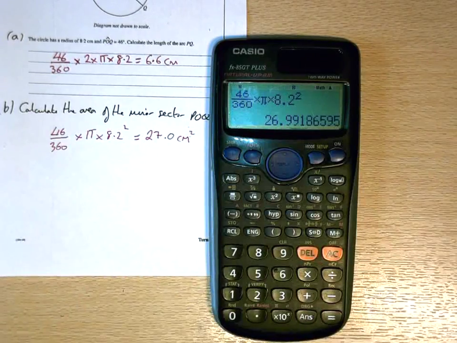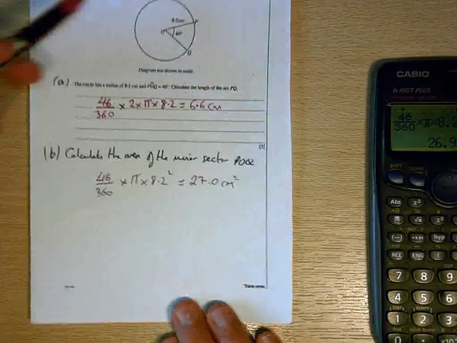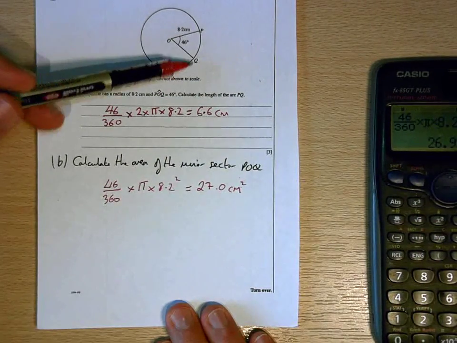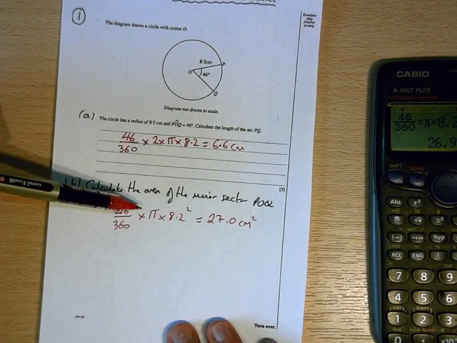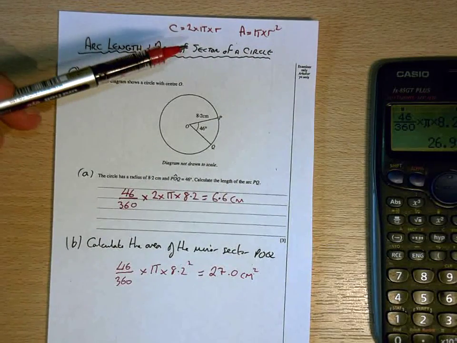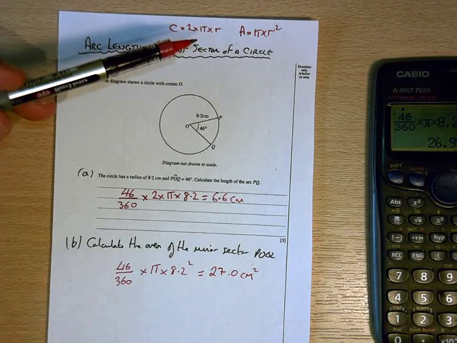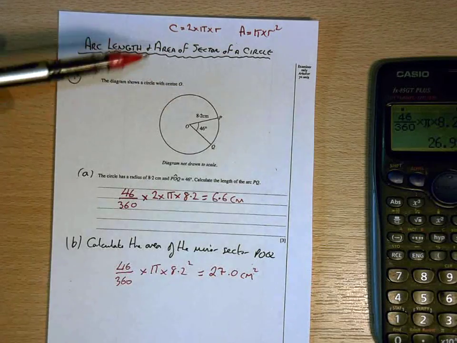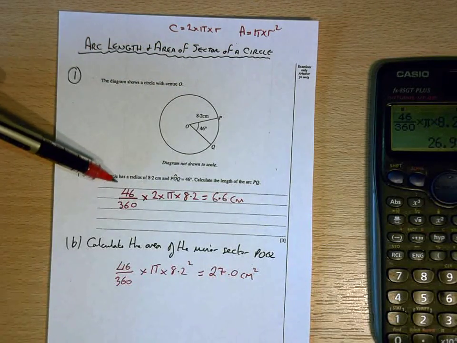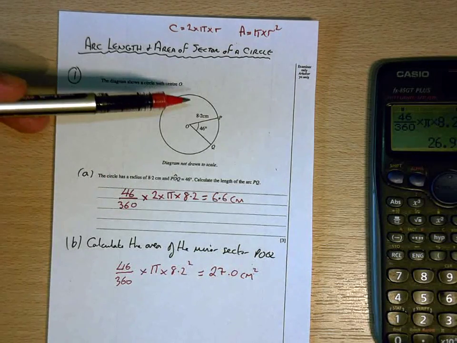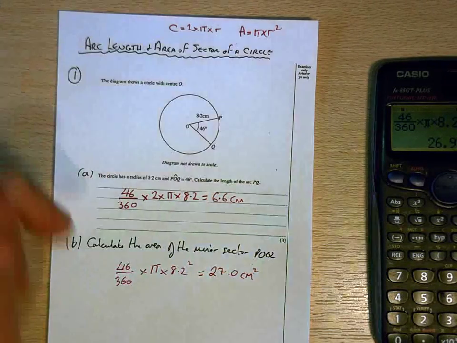Centimeters squared. Okay, so whether it's arc length or area, it's basically your two standard formulae for circumference and area, but you're multiplying it by the fraction of the circle that you were dealing with.